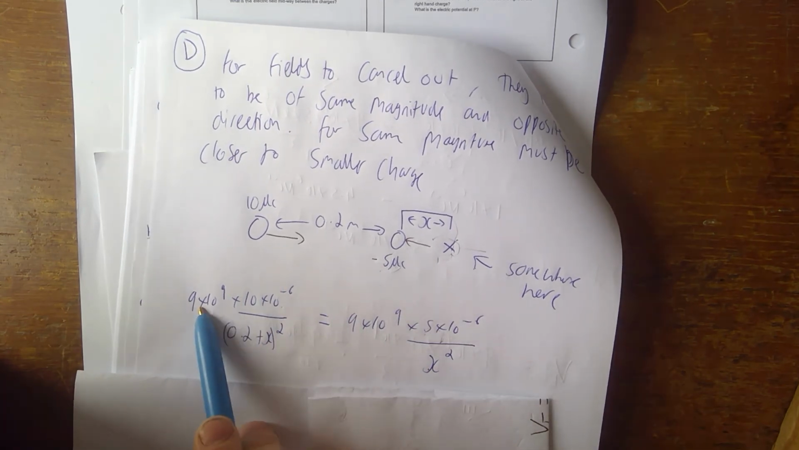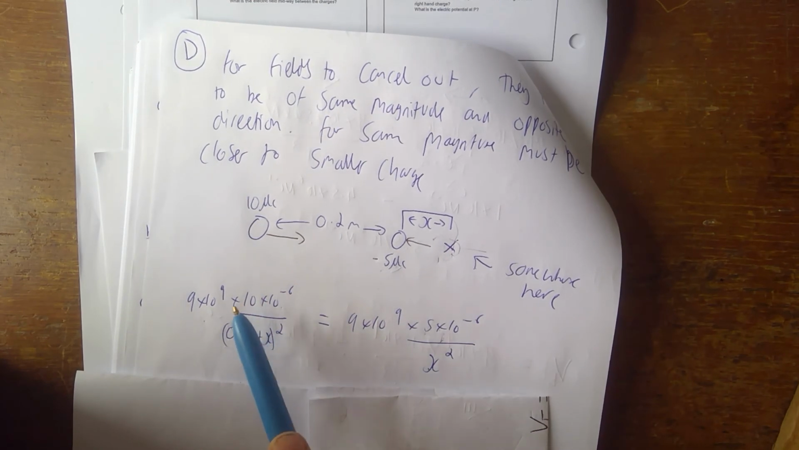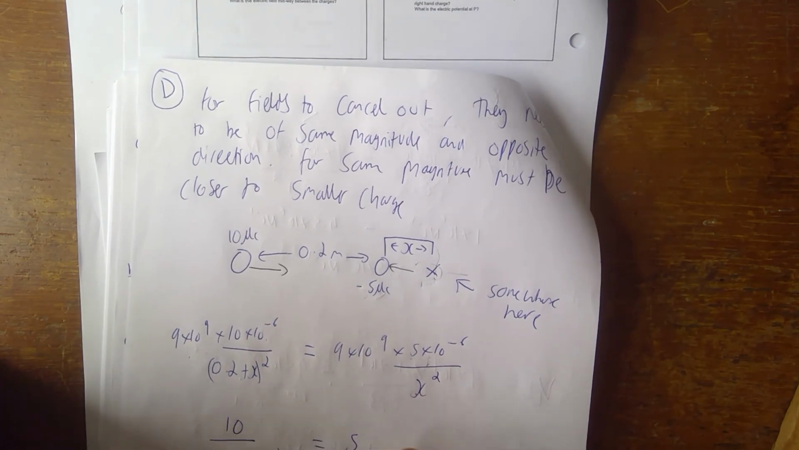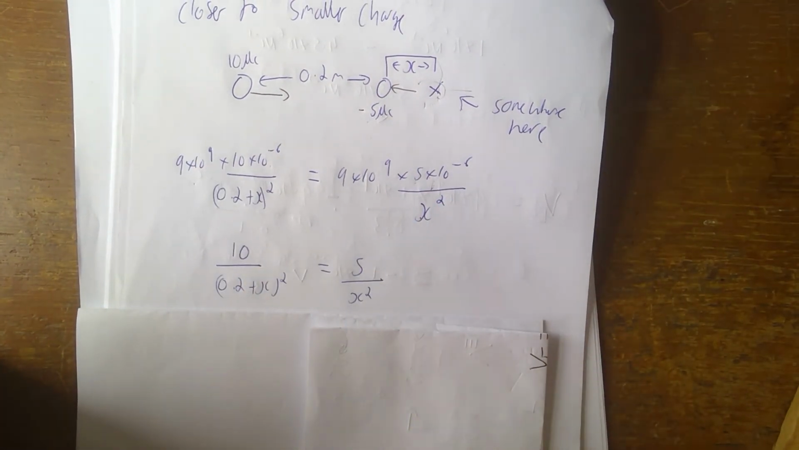Now, obviously, the 9 times 10 to the 9 cancels each side, so does the 10 to the minus 6. You've got a 10 and a 5. You can divide through by the 5 and get a 2 appearing somewhere. I've got rid of the first bits I mentioned. I've got rid of the constants and the powers of 10.